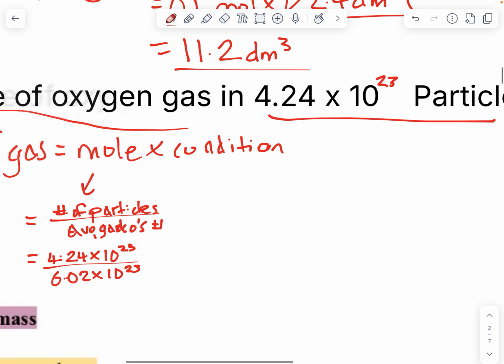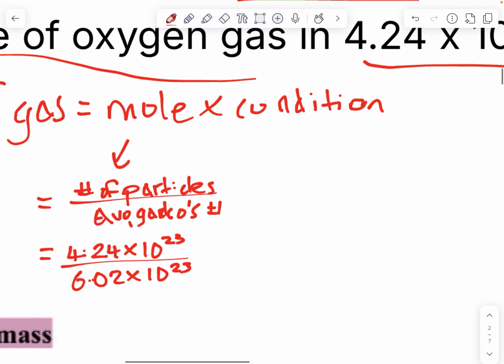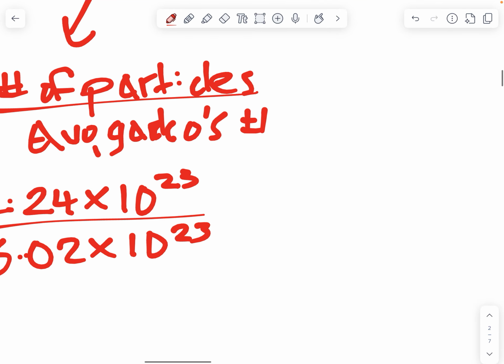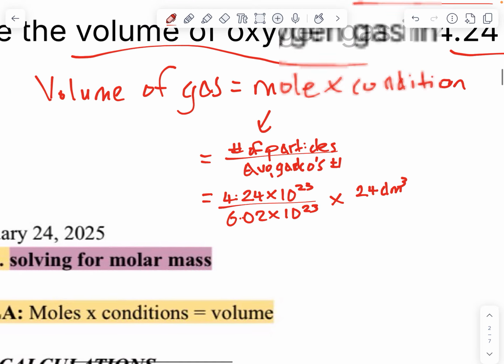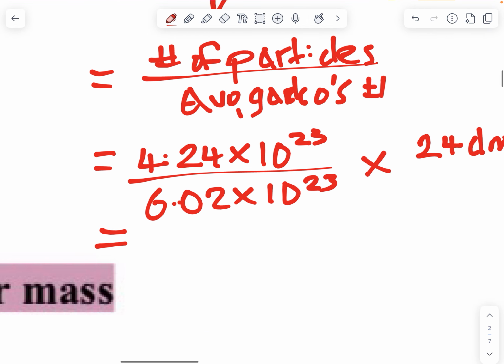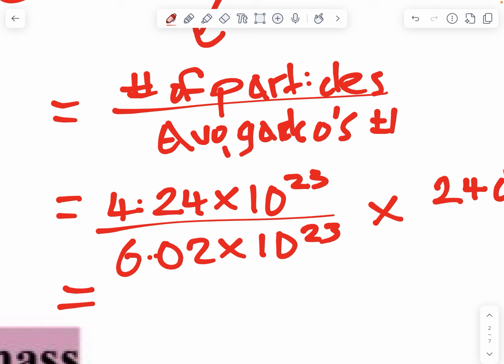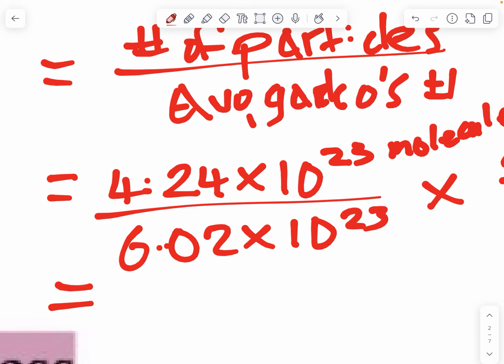The condition that we got was RTP. Don't mind the writing, guys, please bear with me. RTP is 24 dm cube, and now we can solve for our volume of the gas, right? Let me just insert here that since it's a gas, the number of particles unit would be molecules, of course. So this would be molecules here. All right, so let us work this out.